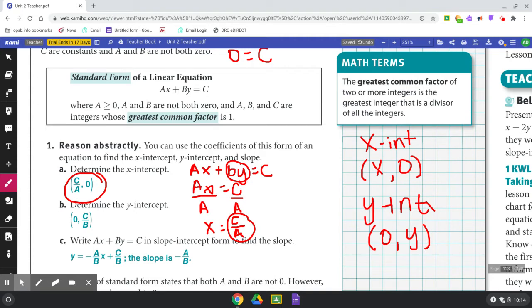You follow those same steps, and that's how you get 0 comma c over b. You would substitute in 0 for x, and you're left with by equals c. Divide both sides by b, so y equals c over b.